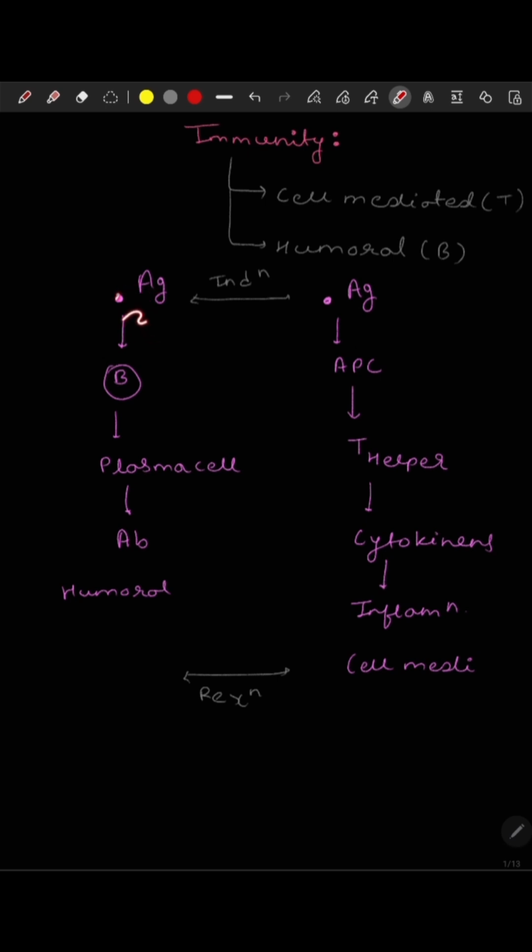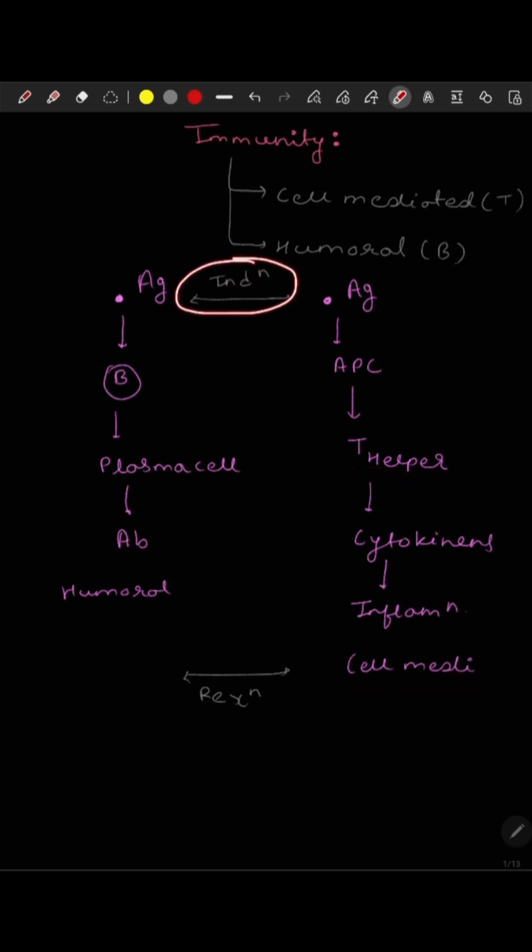This antigen will be presented to B cells, and then the plasma cells will activate and antibodies are formed. This whole process is humoral immunity, as it is controlled by B cells. Then another antigen is presented to antigen presenting cells, then T helper cells are activated, then they release cytokines and inflammation takes place, and this inflammation will react with the antigen. So this is cell-mediated immunity as T helper cells are involved.